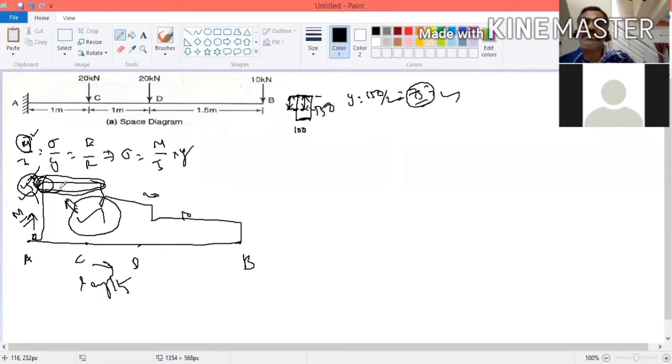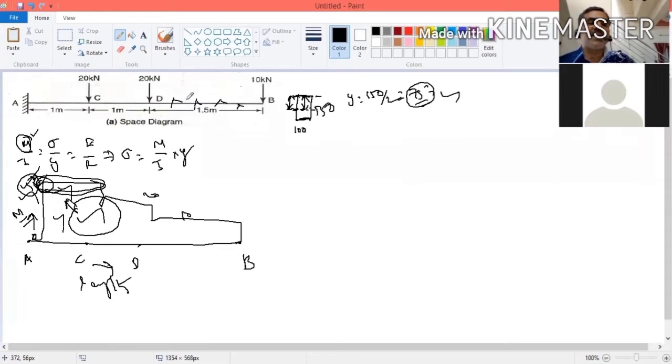You can take whichever is maximum. That is the objective of drawing the bending moment diagram. So you can draw the bending moment diagram. If you want to draw the bending moment diagram, we will not be able to find the bending moment at all points.